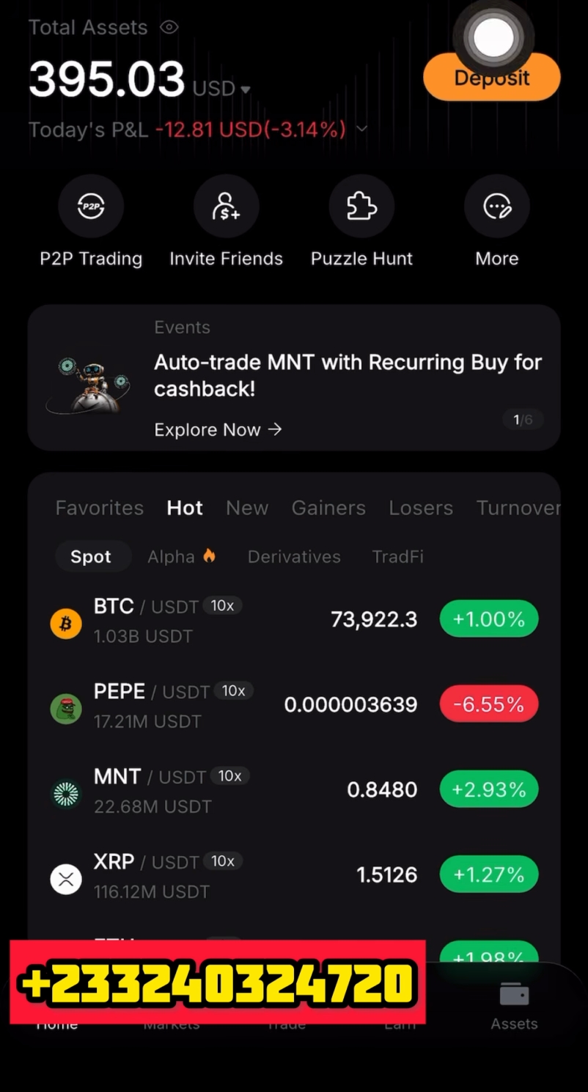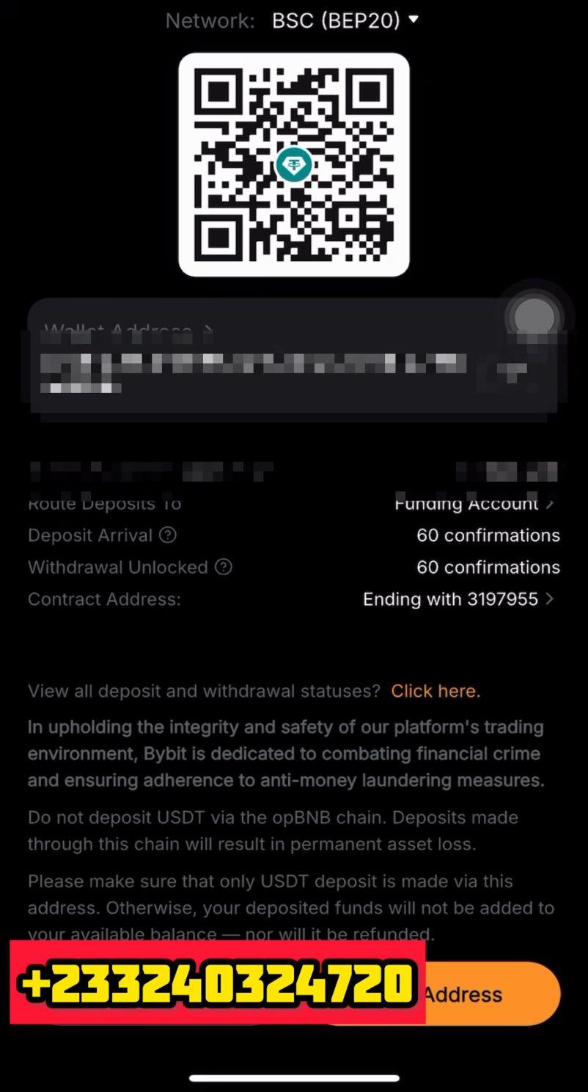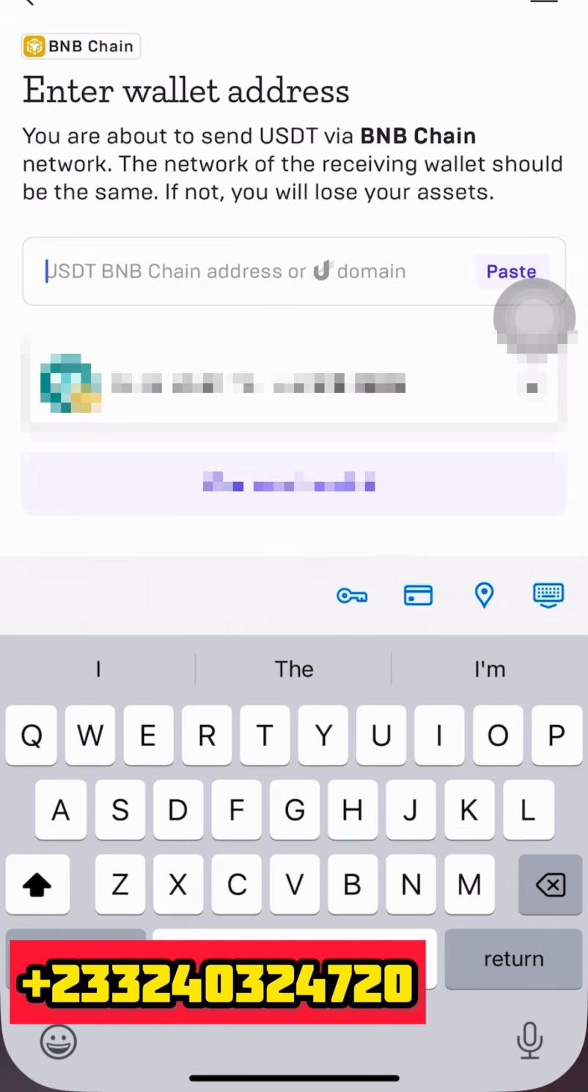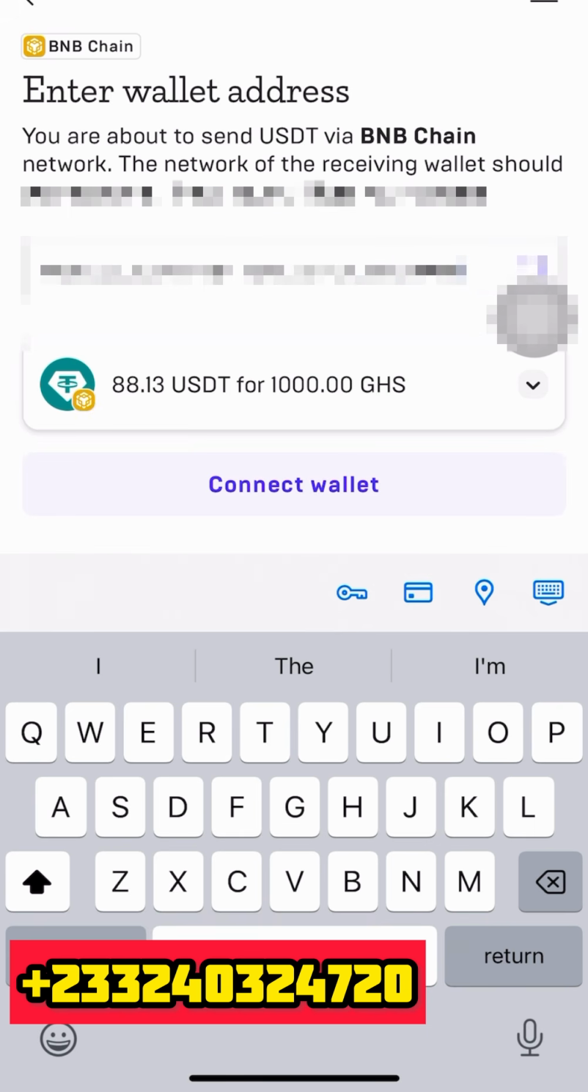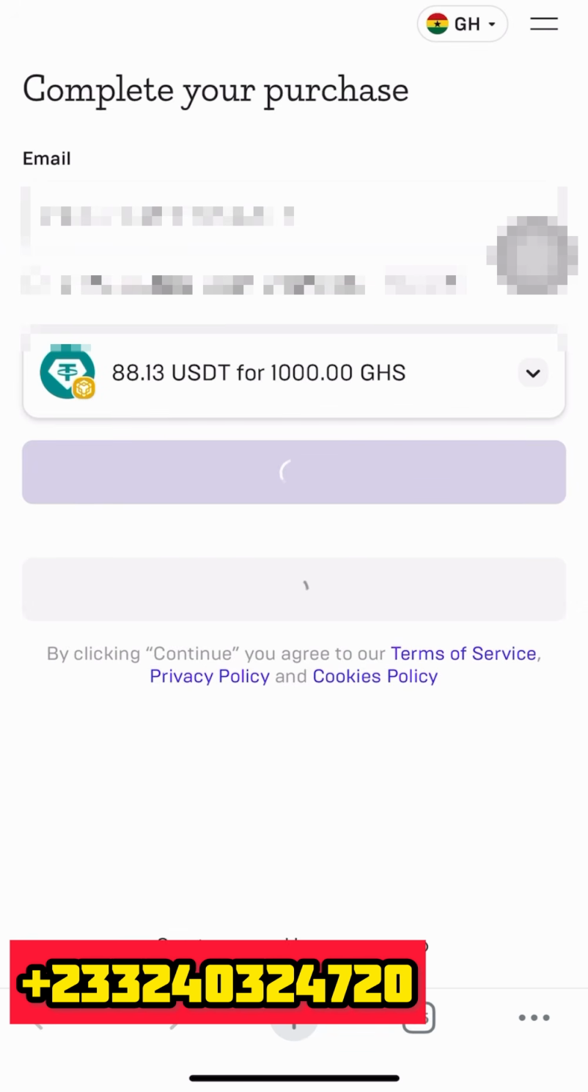So I'll close it, come here. This is how to copy your BEP20. So I'll click on deposit here, crypto, USDT, and I'll choose BEP20 and I'll copy it, and I'll come to the exchange again and I'll paste it over here. So I'll paste my address over here, then I'll click on continue.